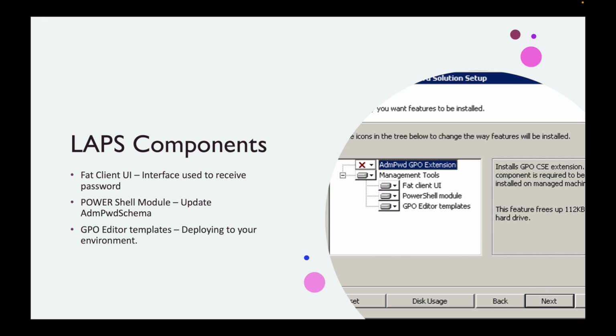Now with this, you're using it to deploy to your environment. That GPO editor template also comes with an executable file, so that this can be pushed out to all those machines in your environment, in order for that LAPS software to communicate back to the domain controller. Another thing you're going to have within this GPO editor template is how your passwords are configured. You can configure your passwords with just letters, with letters and numbers, or with letters, numbers, and special characters. You have multiple options there.